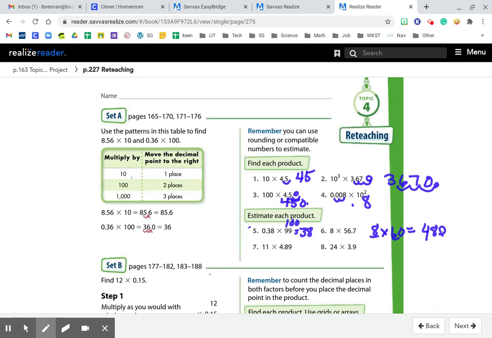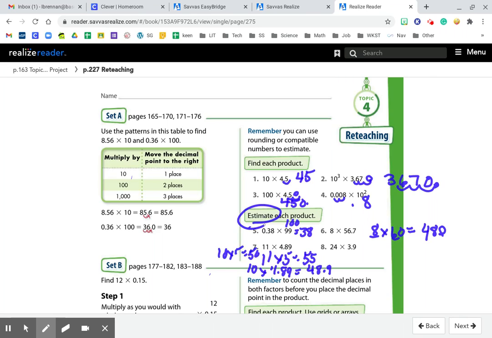And number 7, 11 times 4.89. I could do 11 times 5 is 55. You could also do 10 times 4.89 and get 48.9. That would even get you probably a little bit closer to the actual answer. You can do 10 times 5 and get 50. Remember, we're estimating. So you want to be as close to the actual answer as you can get.